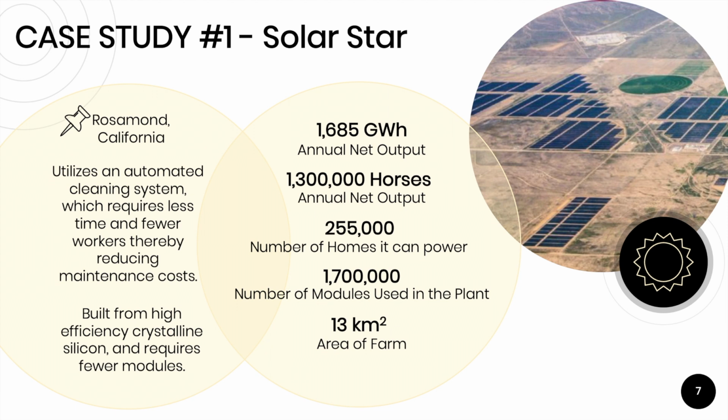Indeed, it uses fewer modules than other solar farms. For instance, SolarStar uses only 1.7 million modules compared to the 3.8 million used by the Antelope Valley Solar Ranch, a solar photovoltaic plant nearby SolarStar. Furthermore, its cleaning system is fully automated, which saves time and reduces costs because it barely requires manpower to do the maintenance.